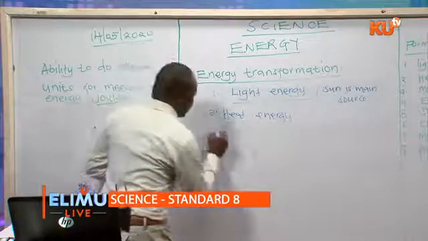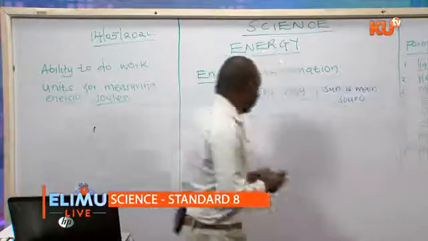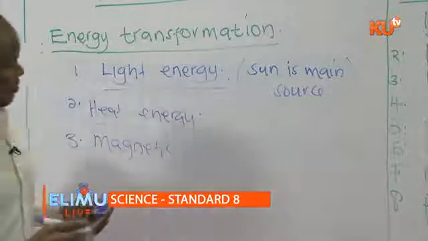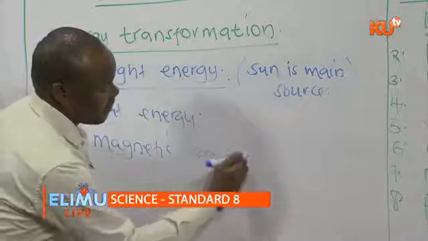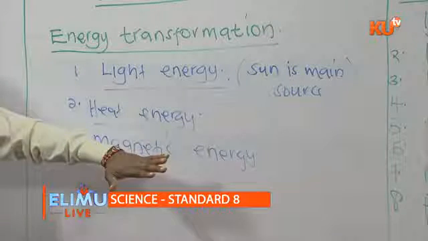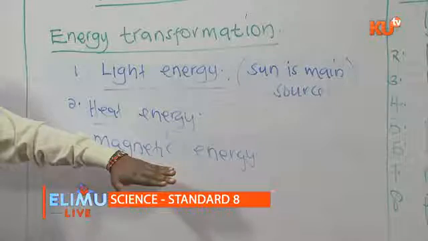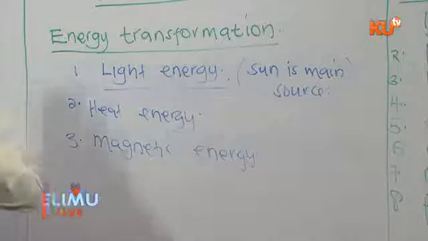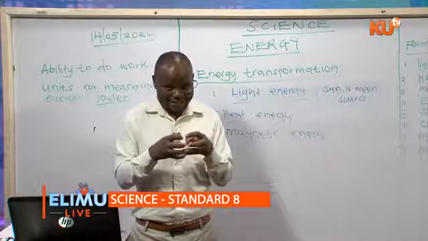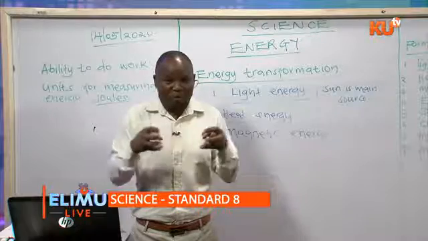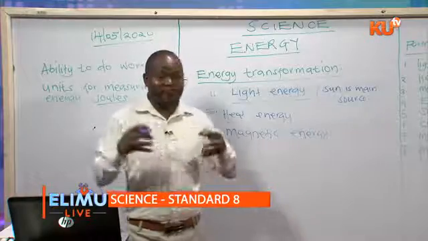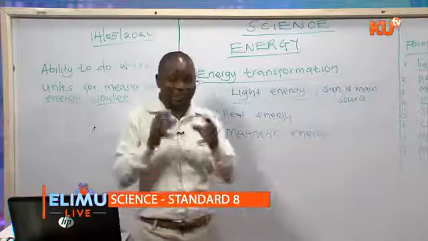Then, number 3, we have magnetic energy. This is the form of energy where the magnetic materials attract each other when brought together. And these magnetic materials have force. And of course, they have poles.